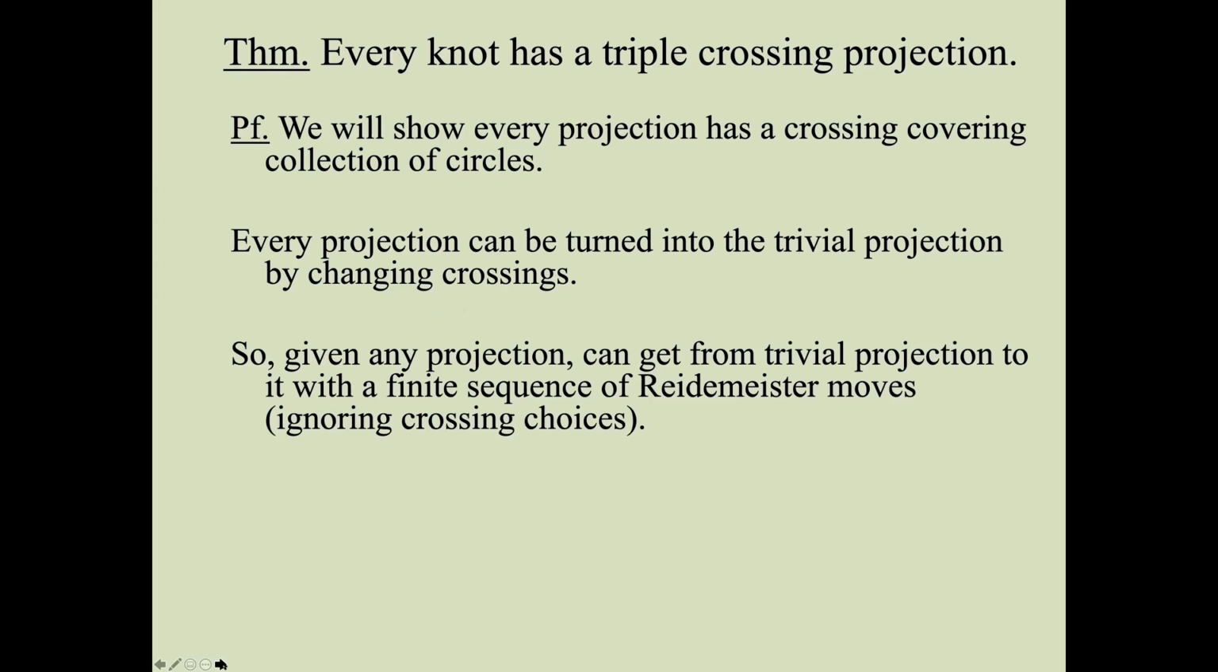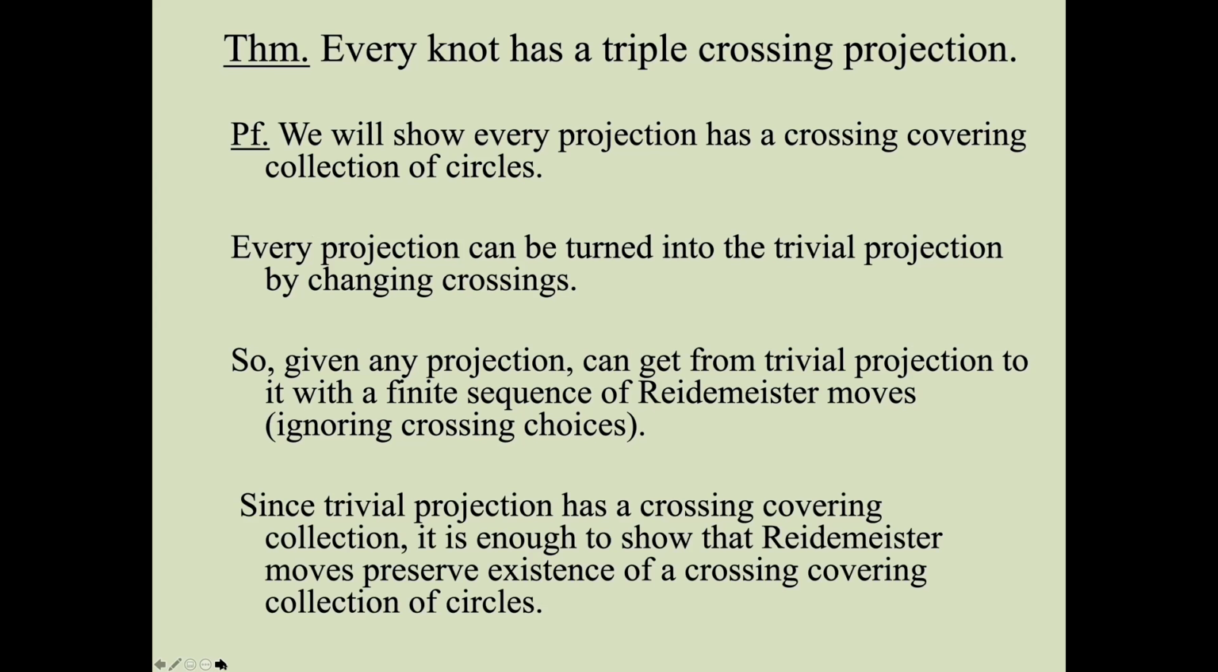But if I have a projection of the trivial knot, I can turn it into a trivial projection, just a circle, by Reidemeister moves, because I know Reidemeister moves can turn any projection of a knot into any other projection of a knot. So that means that if I have an original projection, by changing crossings I can turn it into the trivial projection, and then by a sequence of Reidemeister moves, I can turn that into just a circle. So if I can show that that trivial projection is a crossing covering collection, then it's enough to show that Reidemeister moves preserve the existence of a crossing covering collection of circles.